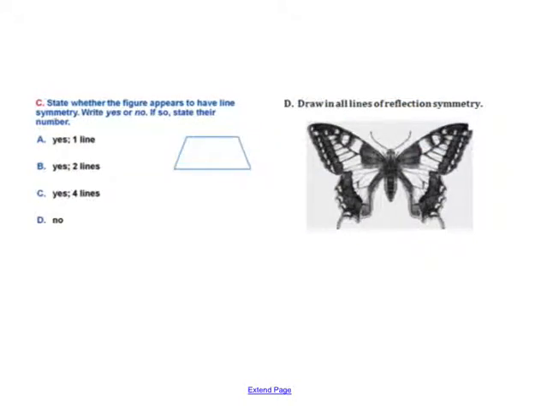Taking a look at this trapezoid, we want to state whether the figure appears to have lines of symmetry. So first of all, we know we can't cut it in half horizontally, right? Because the top is smaller than the bottom. But we can cut it in half vertically. And when you fold it over, the ends will line up. So yes, this one does have a line of symmetry, and it's only one line. Last but not least, we want to find the line of symmetry for this butterfly. So if I were to cut this butterfly down in half here, it would be symmetrical on either side. We can't cut it in half that way because it won't be symmetrical on either side. So this one only has one line of symmetry.